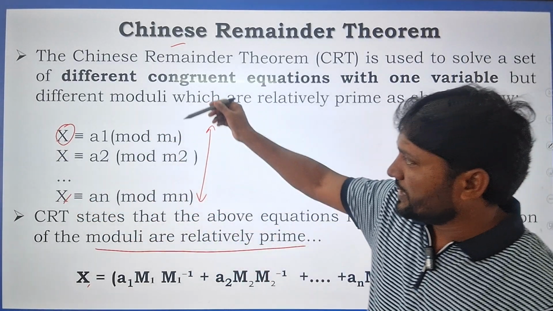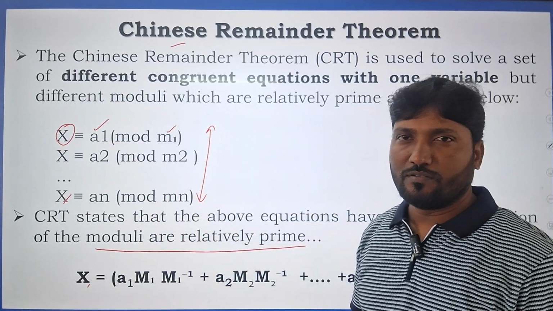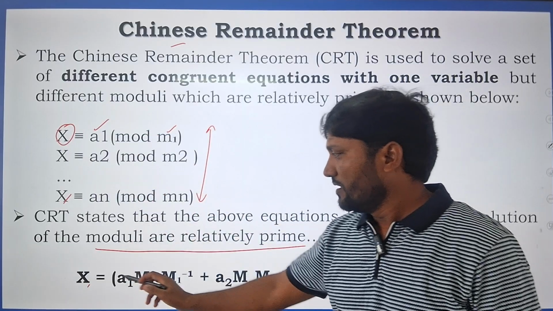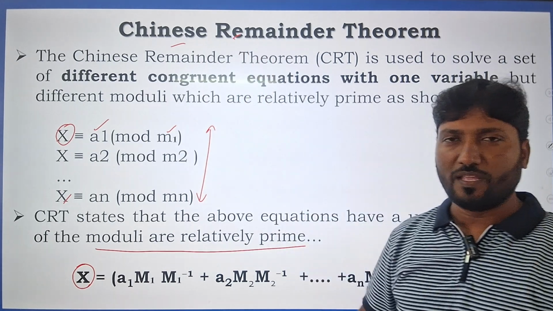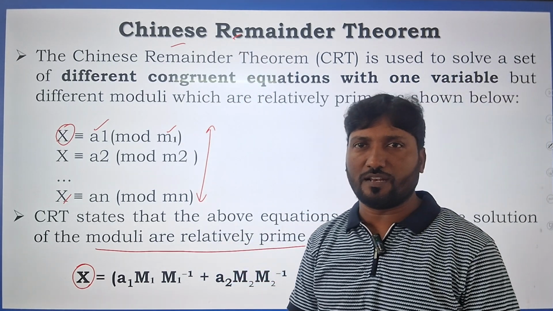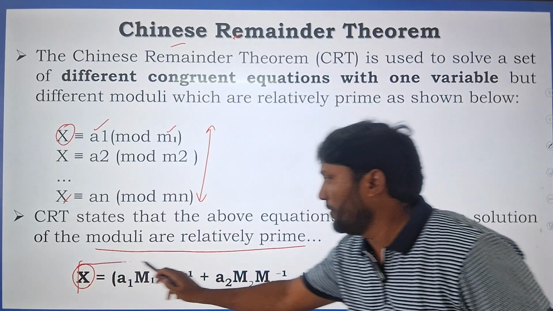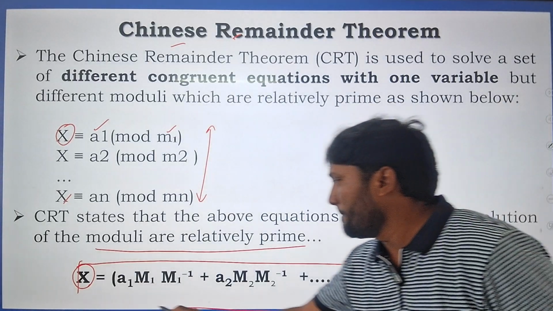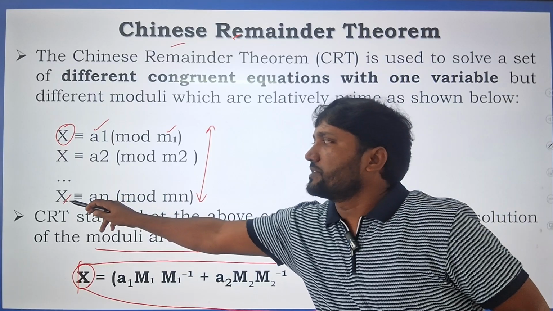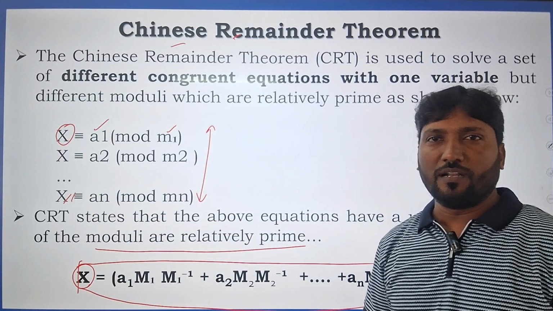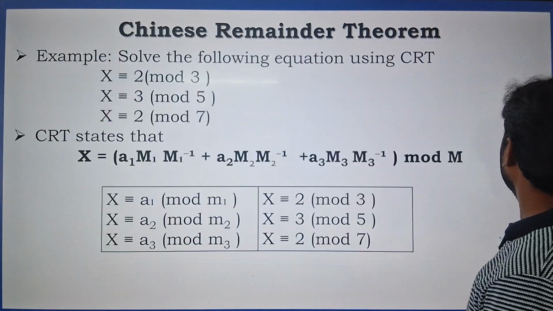In the given equations, as we know a1 and small m1, with the help of these two values it is easy to calculate the x value by using the CRT. Let us take a simple example to understand clearly. Remember that this formula is very important in the Chinese remainder theorem. With the help of this formula, it is easy to calculate the x value for the given different congruent equations.